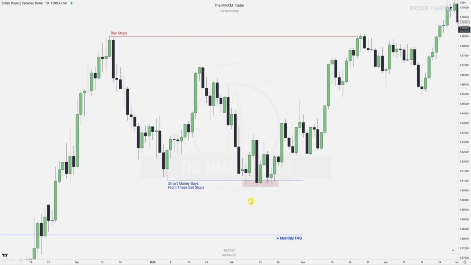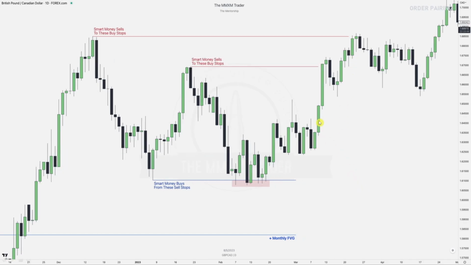So when they have accumulated all these sell stops, they're good to go into bullish order flow, and also we're coming from an internal range on the monthly time frame, right? So from internal to external again, up into this high. Smart money sells to these buy stops over here, right? So order pairing happened down here. Willing sellers entering the market, they push price up and up and up until they can offload their long positions to willing buyers up here, above old highs and also above old highs over here.